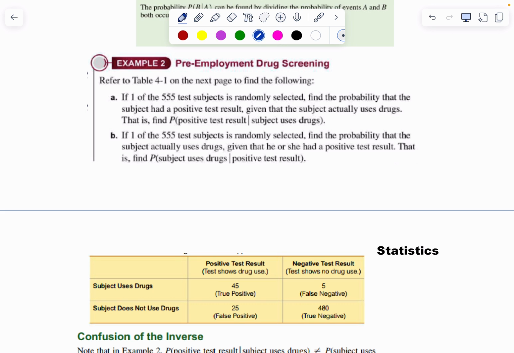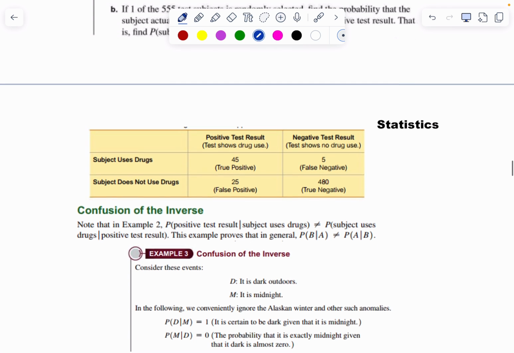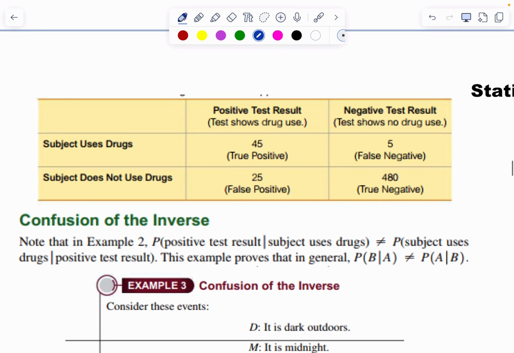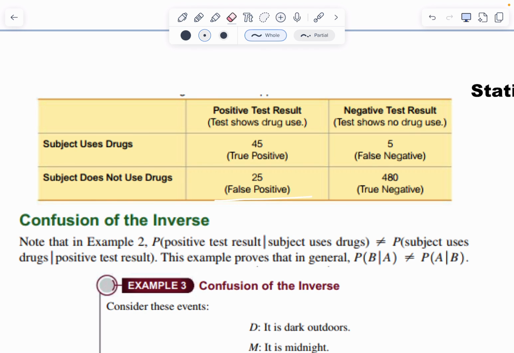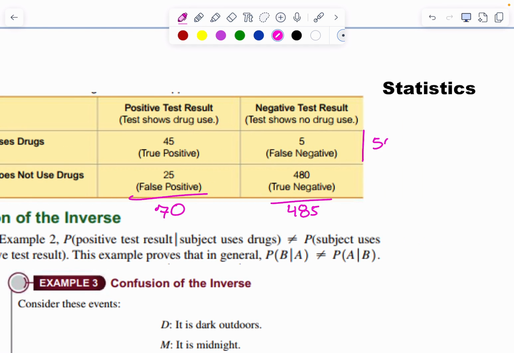So let's talk about this contingency table. I'm sorry that it's on two different pages. But I think we've seen this table before: positive and negative results, drugs and no drugs in your system, that type of thing. We've got 70 here that test positive. We've got 485 that test positive. I'm going to do my totals. This is 50 people that use drugs, 505 that don't use drugs. So we tested 555 people total. Yeah?